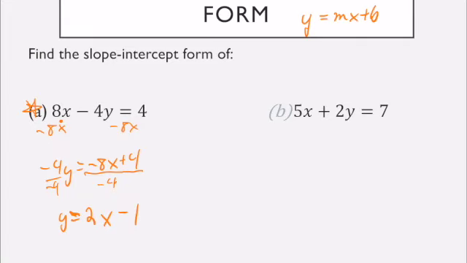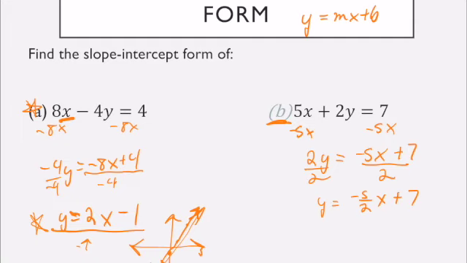So now I'm going to go ahead and do problem part B. Again, I need to isolate y, isolate the variable. So I subtract 5x from both sides. That gives me 2y equals negative 5x plus 7. I'm going to go ahead and divide both sides by 2. That means y equals negative 5 halves x plus 7. So now I know this line has a negative slope. It has a rise of negative 5, a run of 2, and a y-intercept of 7.